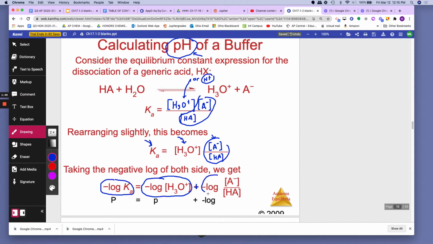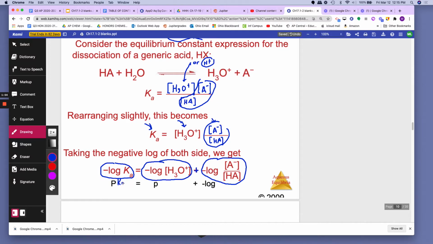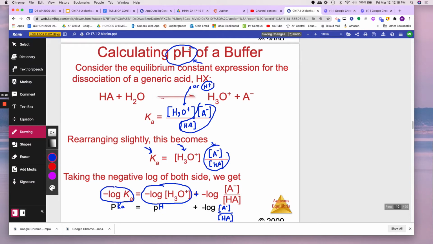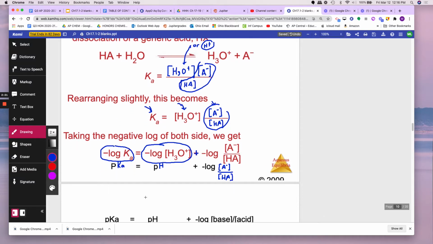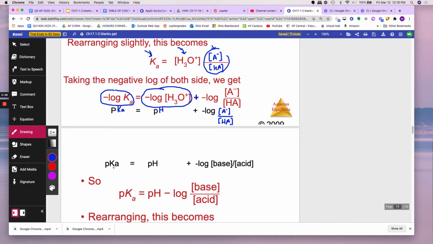Okay, so rearranging the equation, we have negative log of Ka is called pKa. Negative log of H plus is called pH. Negative log of this is just negative log of A minus over HA. Okay, so it looks like we have a formula here. We're just going to rearrange it a bit because we want to get the pH of your buffer. Why don't we put the pH on one side? So pKa equals pH plus negative log of A minus over HA.